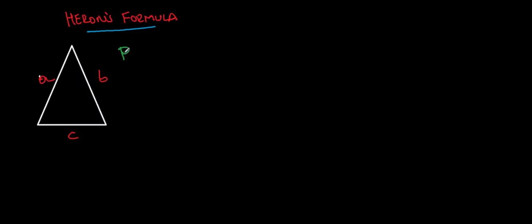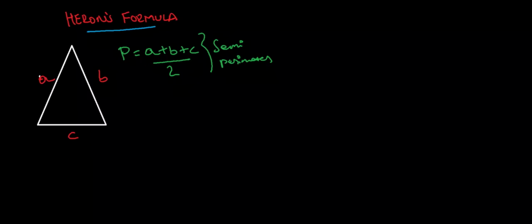To find the area, first you have to find the semi-perimeter. The semi-perimeter is defined as A plus B plus C over 2. As you know, the perimeter is A plus B plus C, but when you divide it by 2, we call it the semi-perimeter. So refer to this one, the semi-perimeter.